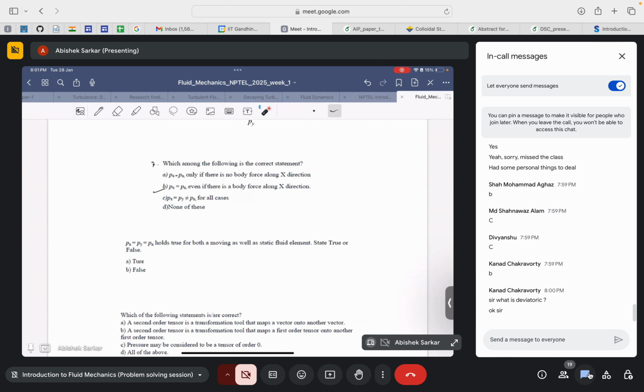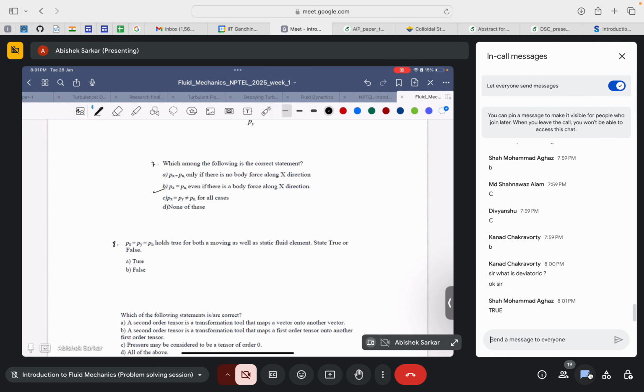Question number 8 is: Px equal to Py equal to Pn holds true for both moving as well as static fluid element. State true or false. I think I just discussed it right now. Yes, it's true. This is valid for both moving and stationary fluid elements.